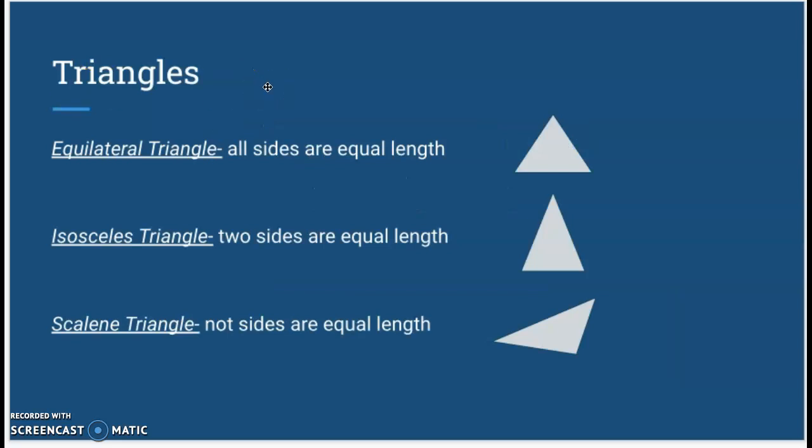Alright, so on our page we have several triangles. So let's talk about what a triangle is first. A triangle is a three-sided figure. So we have all three of these shapes down here that are different types of triangles.